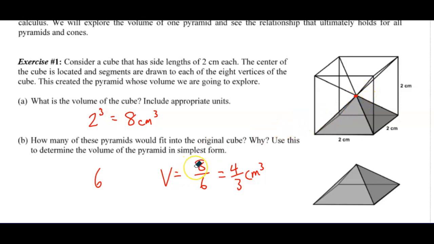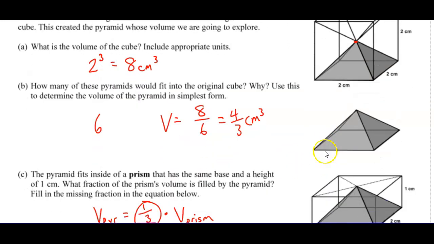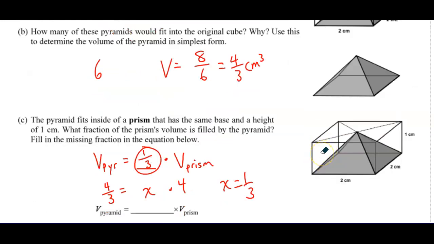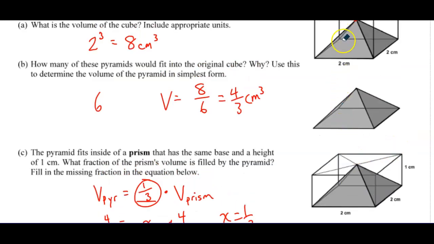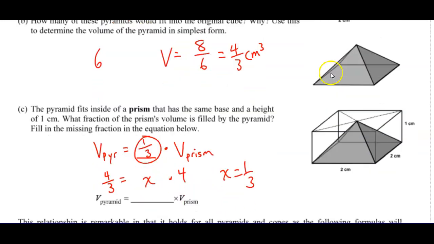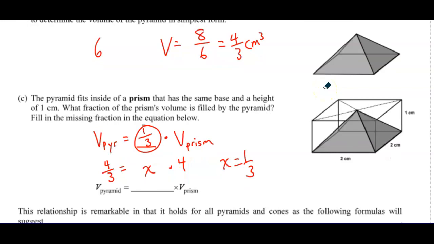So if we take the 8 volume for the cube and divide it equally 6 ways, every pyramid must be 4/3 centimeters cubed. All right, so let's keep that in mind as we go through this. So in the prism that we were looking at, the height of the prism would have only been 1 because it went to the center. Right, so if we're fitting a pyramid into a rectangular prism of height 1, it ends up being 1/3 of the volume of the prism. All right, that's the formula that we're going to apply.